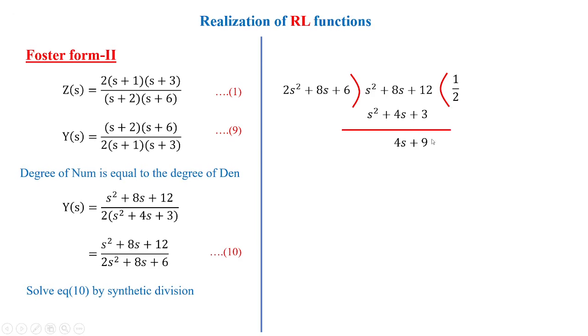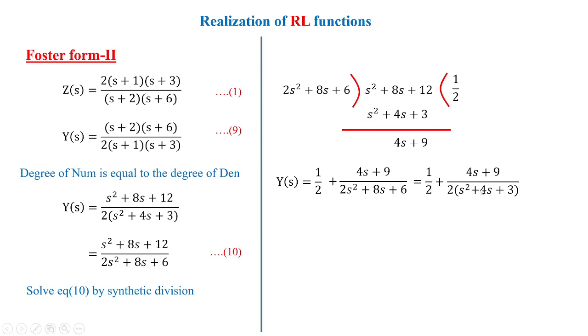Now taking the subtraction of this, we are going to get the value as 4s plus 9. Now you see we have the quotient as 1 by 2 and the remainder is 4s plus 9. So what we are going to do, y of s, we are going to take first this quotient as 1 by 2, then we are going to take this remainder 4s plus 9 divided by the actual divisor, that is 2s square plus 8s plus 6. Now this can be further modified with the actual equation which is found with 9, and we are going to treat this as equation 11.